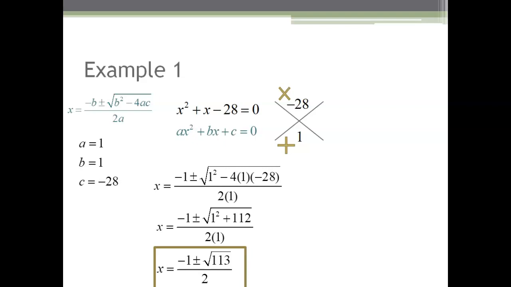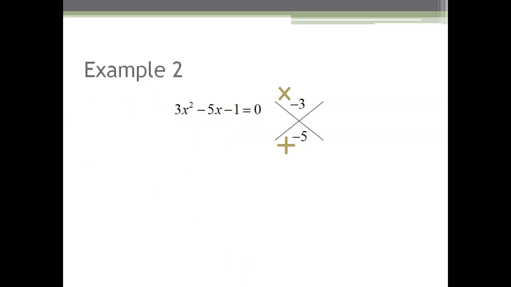All right, let's take a look at example 2. We have 3x squared minus 5x minus 1 equals 0. All right, you can check and see, am I able to factor this? Well, we're finding two numbers that multiply to negative 3 and add to negative 5. 1 and 3 are the only numbers that will multiply to 3. So that's the only pair that we can work with to try to get negative 5. And there's no way for us to get a negative 5 from 1 and 3.